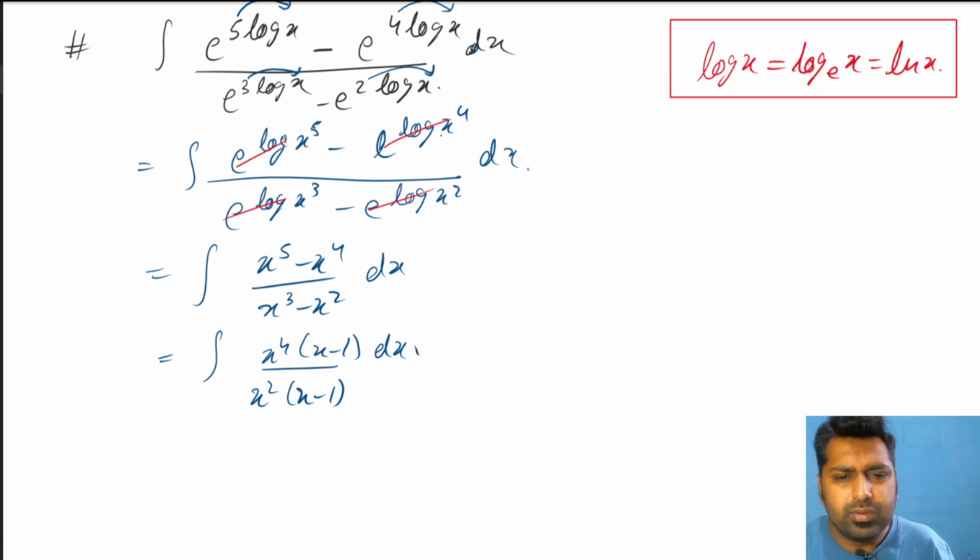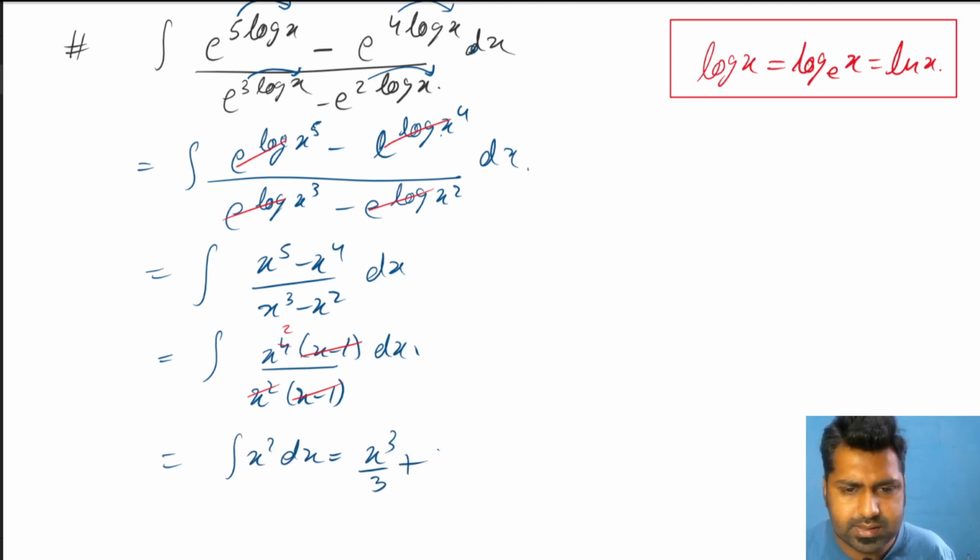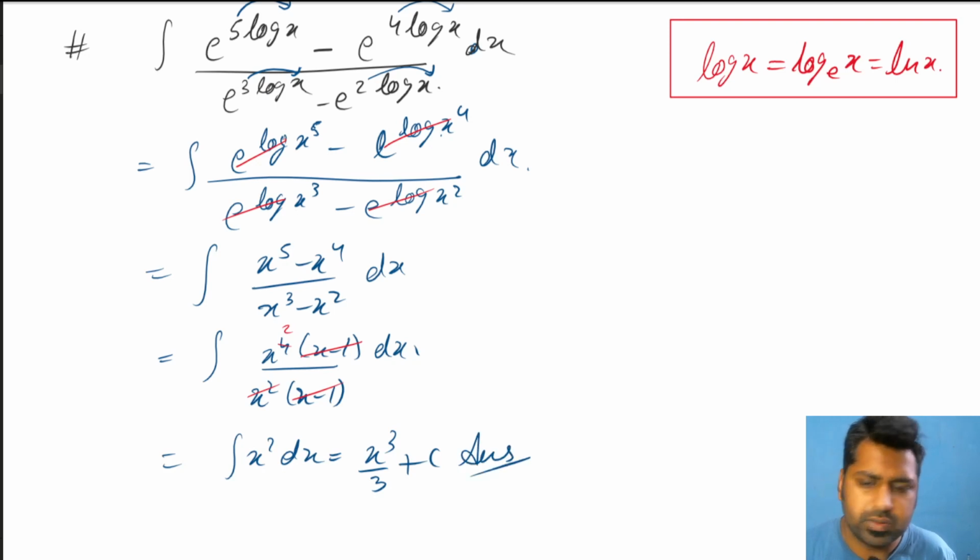So sometimes you have to do the adjustment accordingly. X raised to power 2 cancels this. So this becomes a simple x square dx integration. That's x cubed by 3 plus c. Okay. Increase the power.